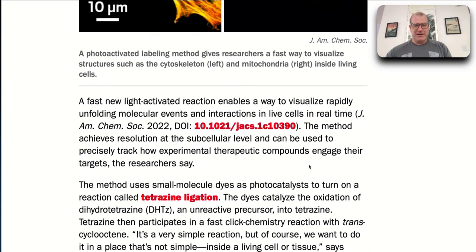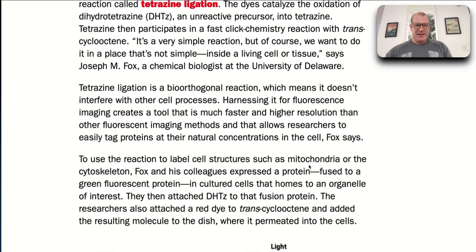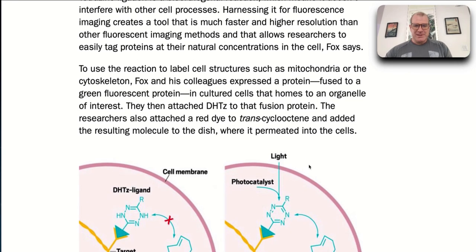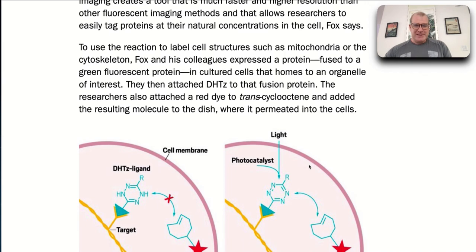And if you look at what they're looking at, tetrazine ligation, some of these words may sound unfamiliar, and it may not seem that interesting. And there are some applications, if you read the article, that may involve pain medications, but the whole point is that they're doing it inside of the cell as the cell is alive and as the cell is working.